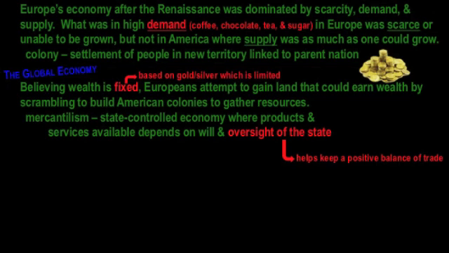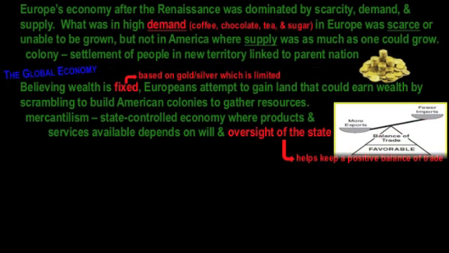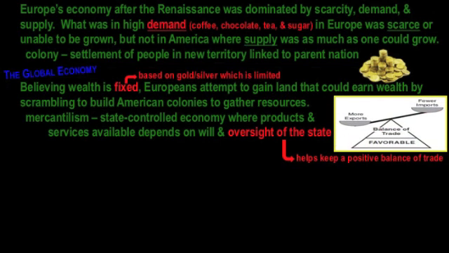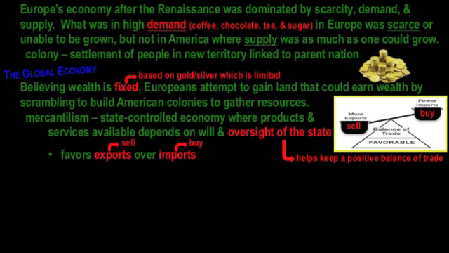And what this does is help them keep a very positive balance of trade, where they have more exports, hopefully, than they have imports. Again, they are selling more than they are having to buy. So essentially, mercantilism favors exports over imports. When you export something, you're selling something. You are selling to somebody else, and you are bringing in money. So you're giving up an item in exchange for money coming in.